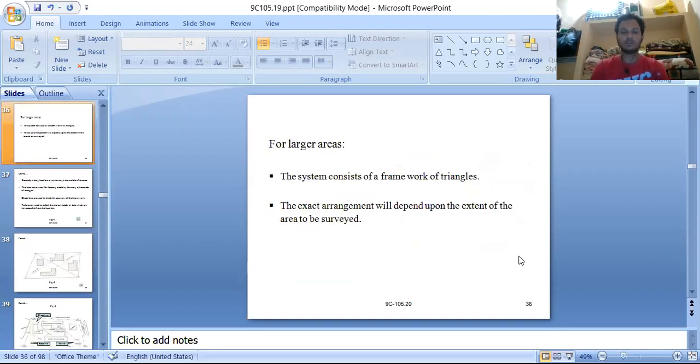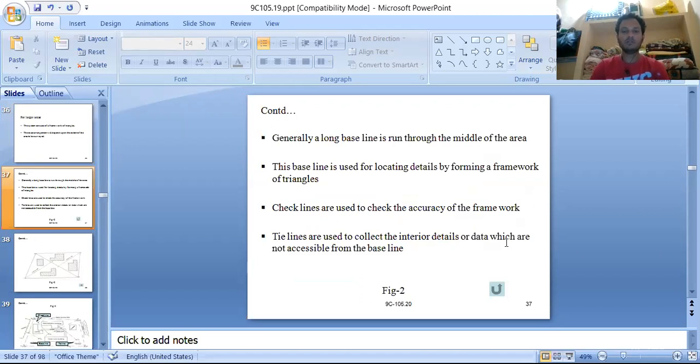For larger areas, the system consists of a framework of triangles. The exact arrangement will depend upon the extent of the area to be surveyed. Generally, a long baseline is run through the middle of the area. This baseline is used for locating details by forming the framework of triangles. Check lines are used to check the accuracy of the framework, and tie lines are used to collect the interior details of our data which are not accessible from the baseline.